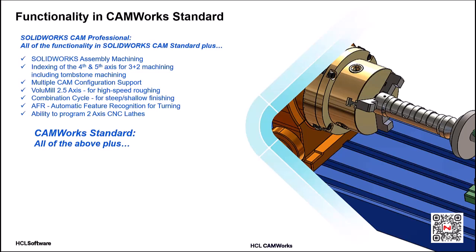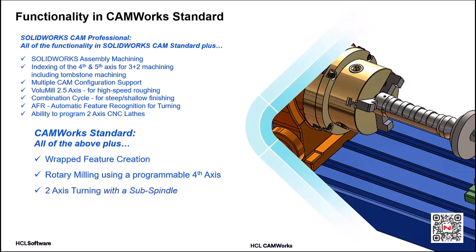Now that we've seen SOLIDWORKS CAM Standard and SOLIDWORKS CAM Pro, let's take a look at the functionality that's available in CAMWORKS Standard. CAMWORKS Standard includes all of the functionality in SOLIDWORKS CAM Standard and SOLIDWORKS CAM Pro, plus it adds wrapped feature creation, rotary milling using a programmable fourth axis, and two-axis turning with a subspindle. So next, let's take a look at CAMWORKS Standard in action.